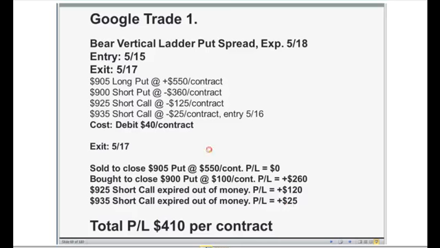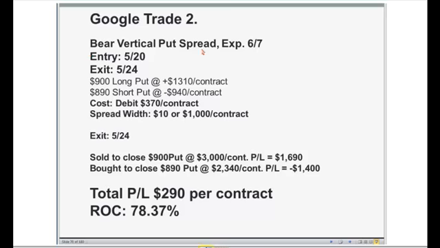So next trade, I keep trading it. So here's another put spread, 900 put. Here's a long, short that. So that spread was a $370 cost. It was a $10 wide spread, or $1,000. So on this one, I ended up making $290 a contract, which was a 78% return.